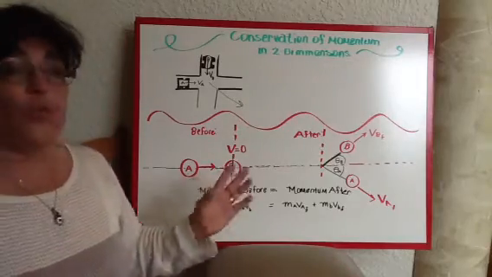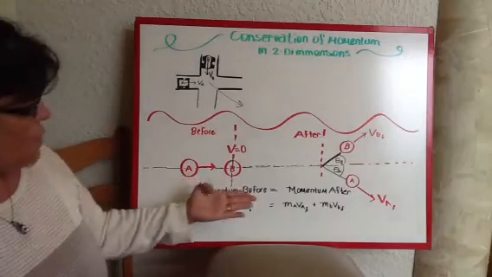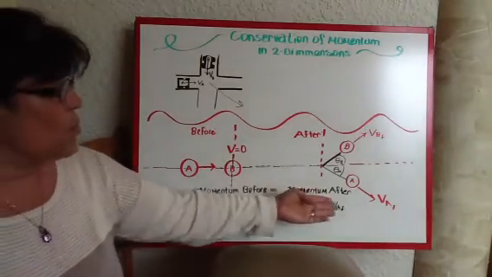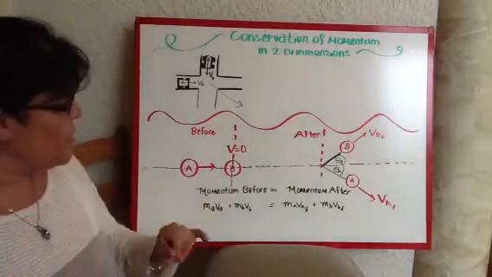So what we're going to do is the same thing that we did before the break, in one dimension. We're going to say that the momentum before the collision or the contact has to equal the momentum after the collision or the contact. So what is the momentum before?